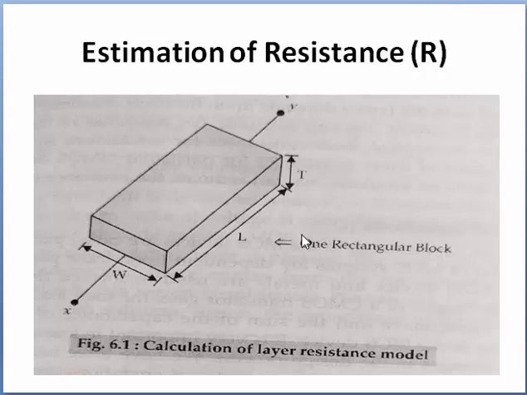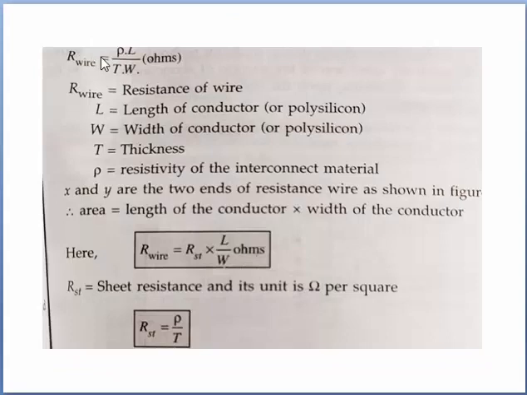So the total resistance in the direction of indicated current, resistance of wire, is equal to rho L over T into W. Rho is resistivity, L is length of conductor, T is thickness and W is width of conductor. So in this figure, X and Y are the two ends of resistance as shown in figure. Therefore area is equal to length into width.